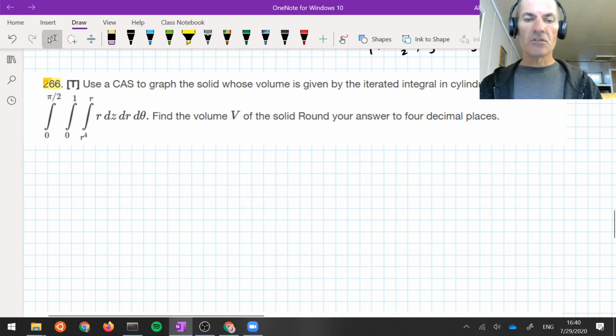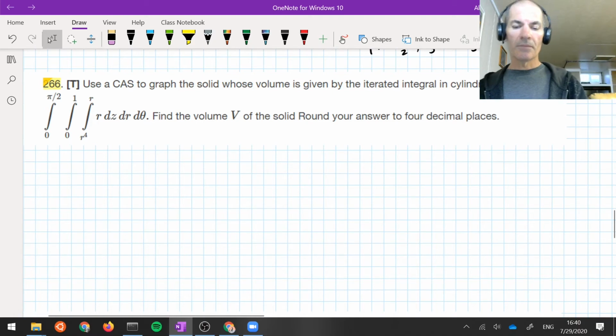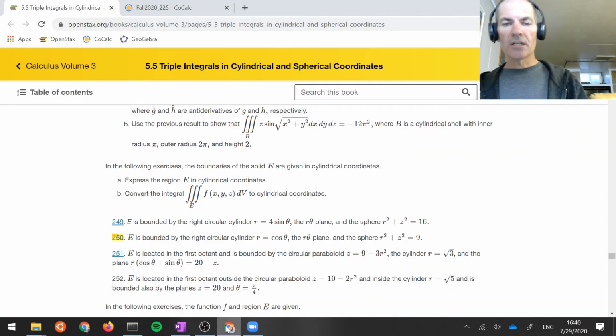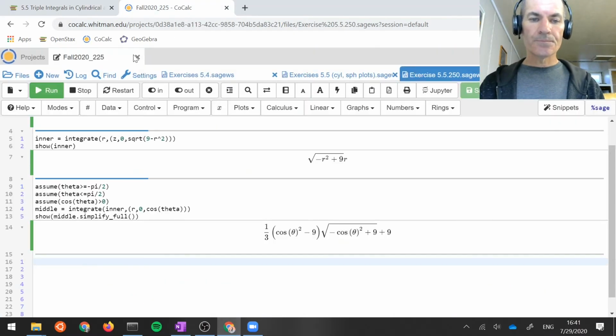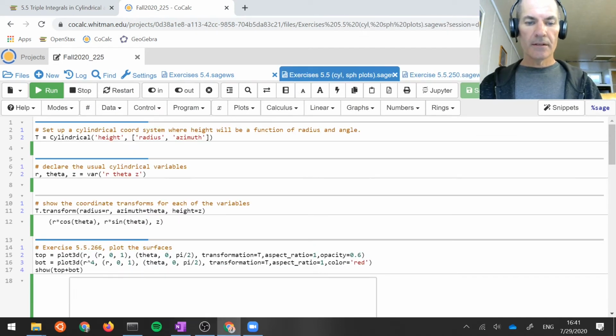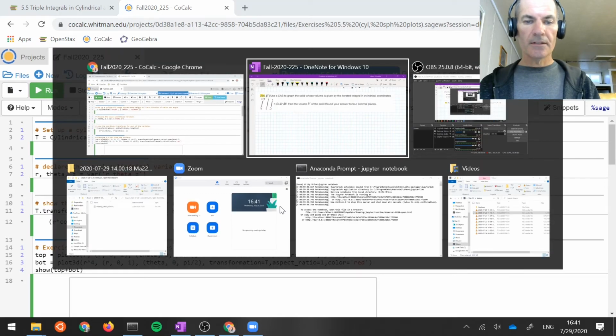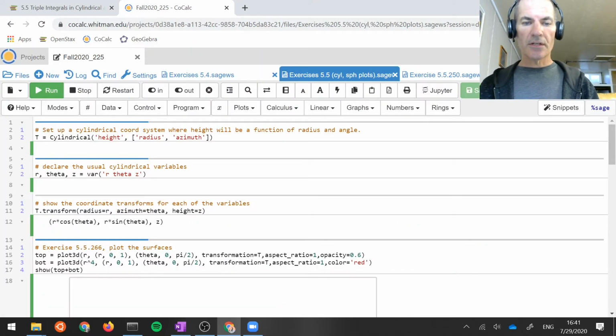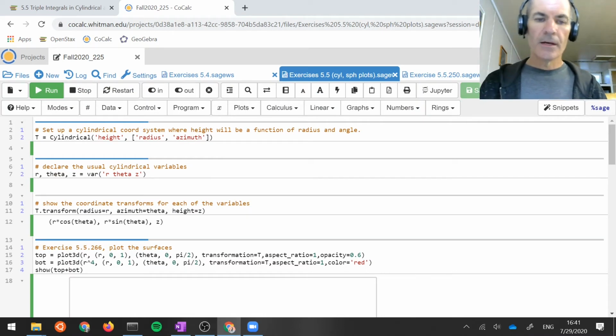So we're interested in z going from the surface z equals r to the fourth up to z equals r, followed by r going from 0 to 1, and then followed by theta going from 0 to pi over 2. So I've put together a Sage worksheet that'll handle this for us. And I think I have it here. And just to make sure, yes, this is exercise 266. So I'll just walk you through this. I'm not going to type it out for you.